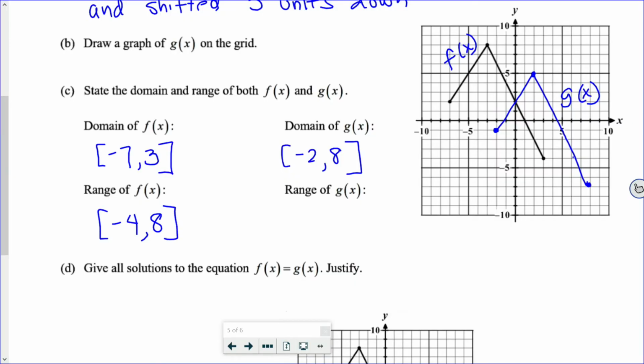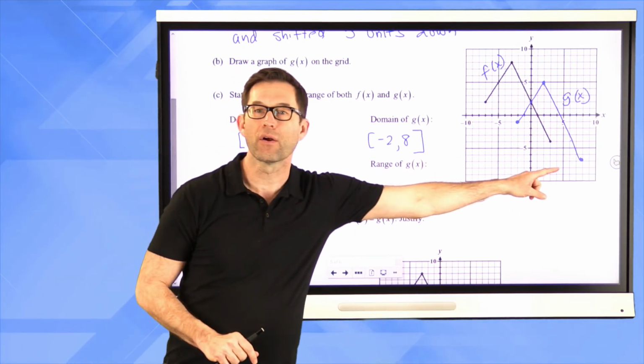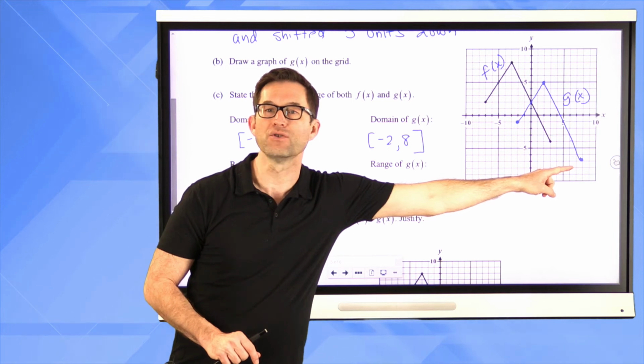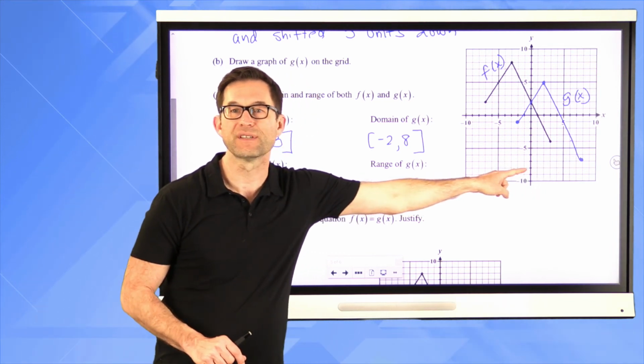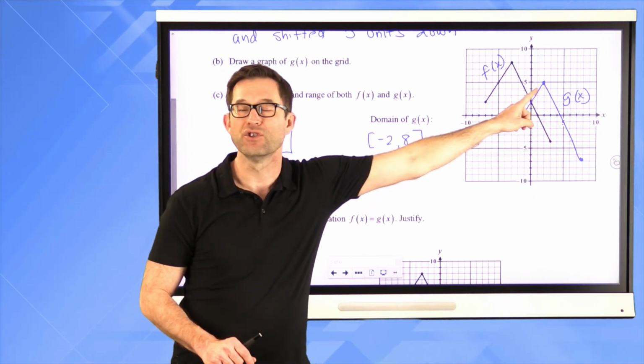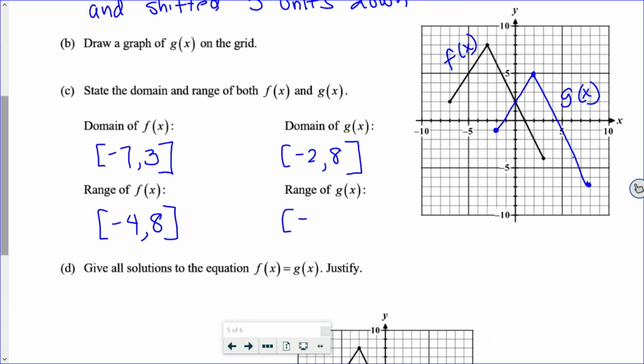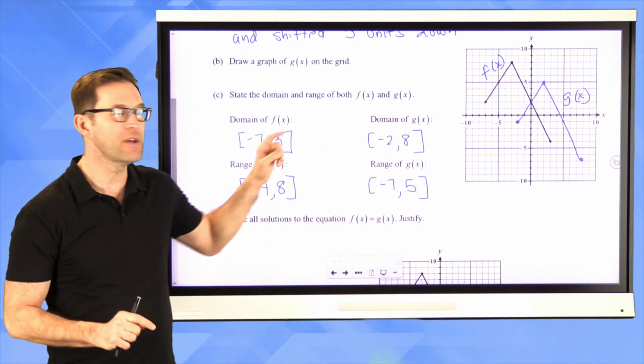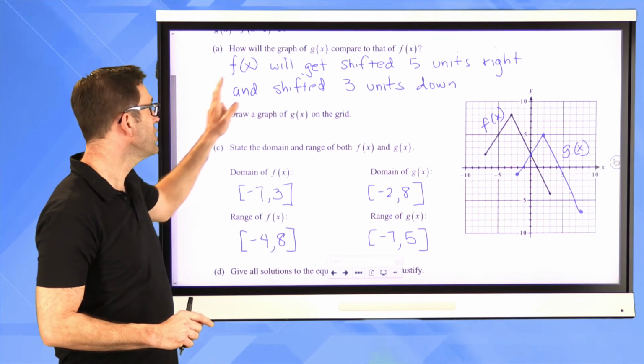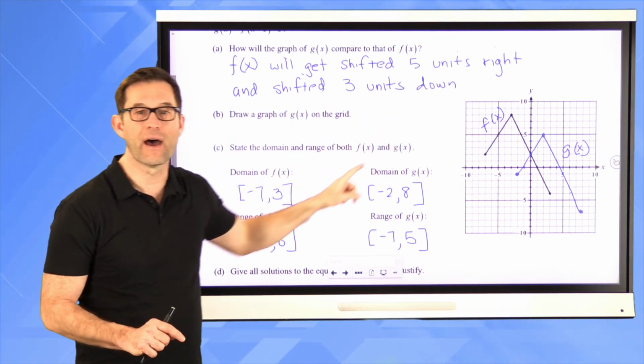Same thing for the range of g of x. For the range of g of x, I look over here and I see the lowest value on g of x is here at -7, and the highest value on g of x is +5. So -7 to +5.